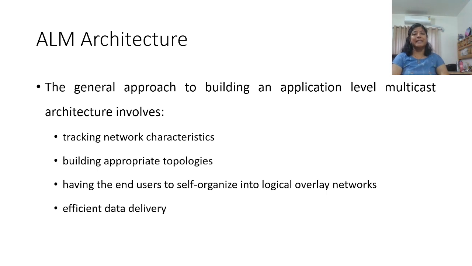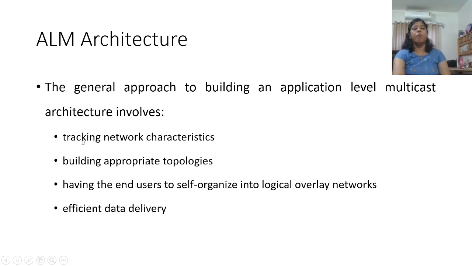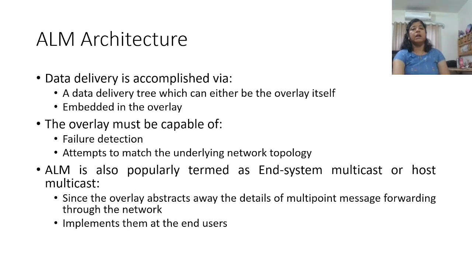If we consider the ALM architecture, we will focus on the general approach for building it, considering a few important parameters like tracking network characteristics, building appropriate topologies, having the end users self-organize into logical overlay networks, and efficient data delivery. Now, we will discuss in brief how all these parameters work.